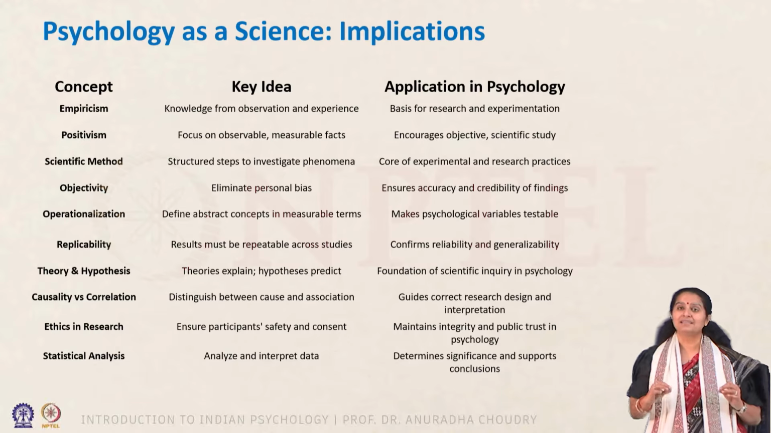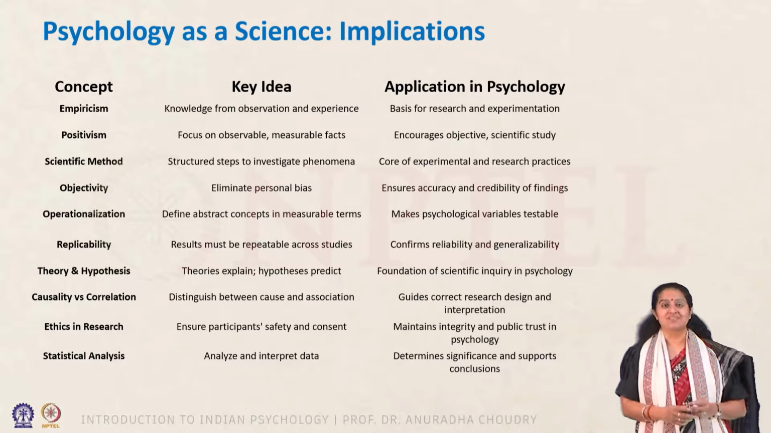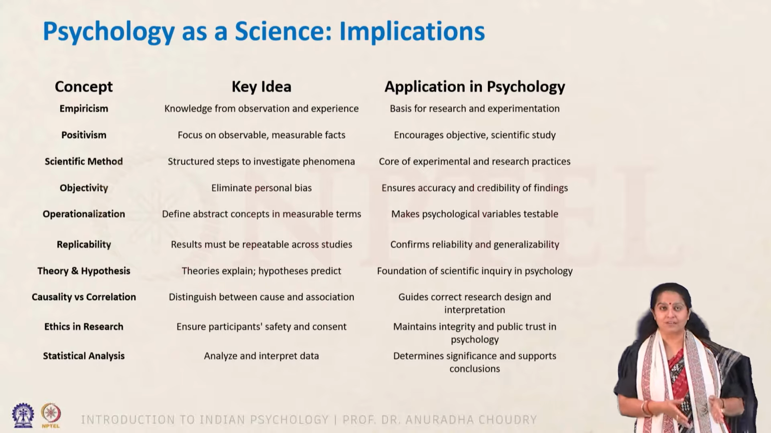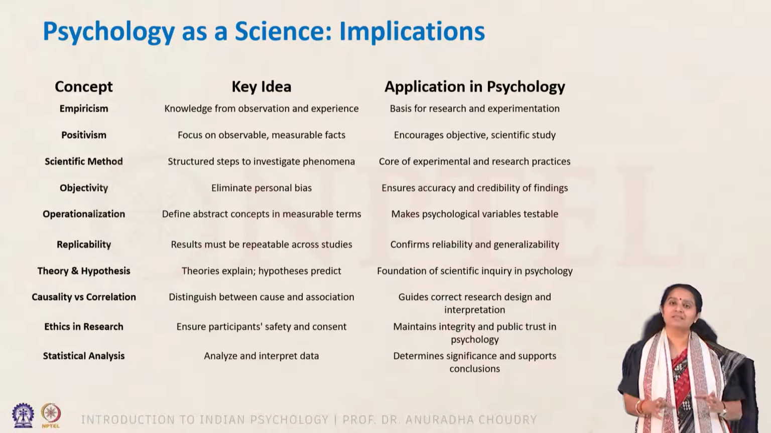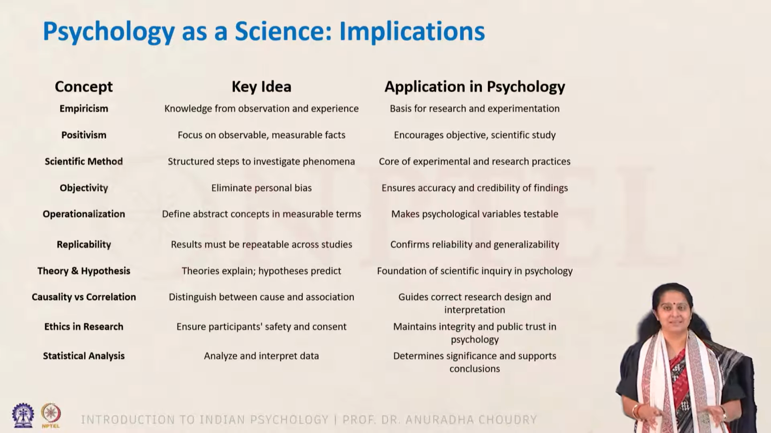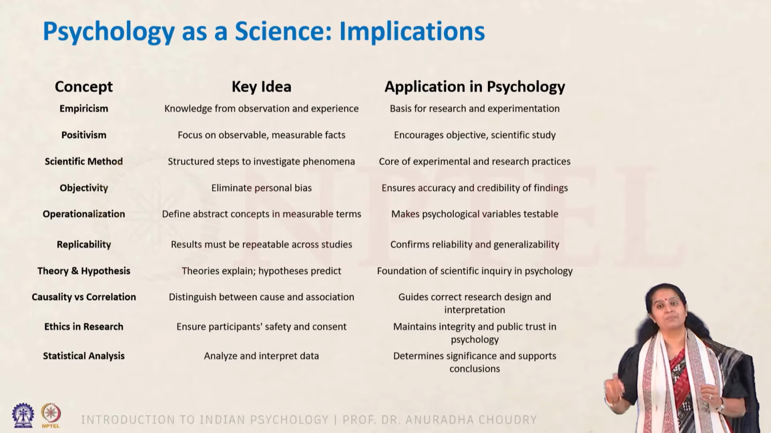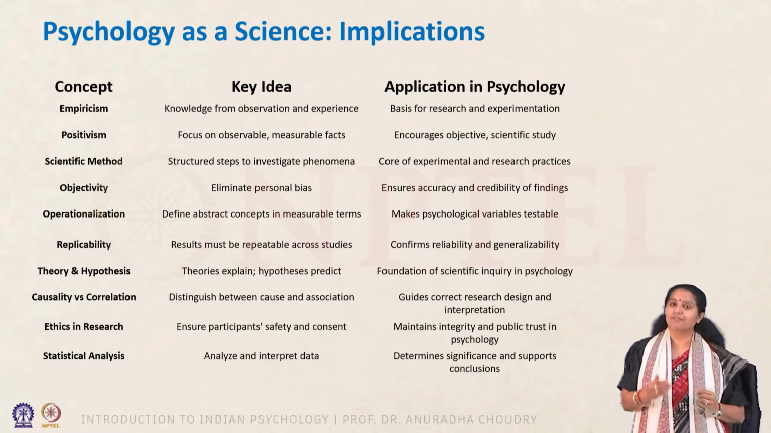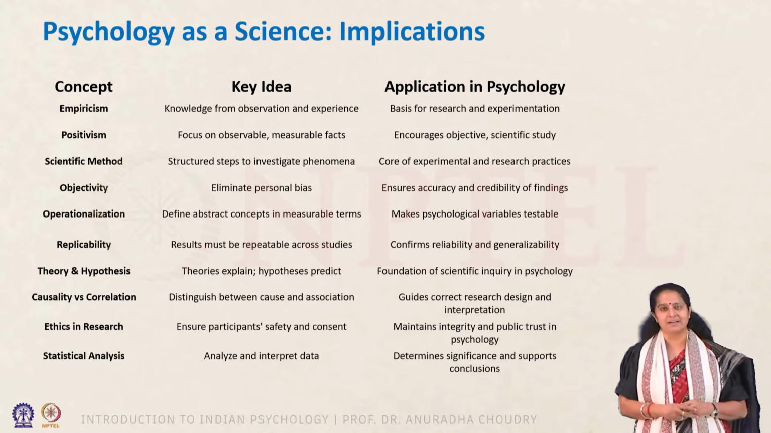And then this guides correct research design and interpretation, so that there are no fallacious assumptions that we are including in this scientific approach to knowledge. Ethics in research is another important dimension of scientific research, where one has to ensure that the participants' safety is taken into consideration, and whatever experiment is taking place, it happens with their consent. This helps to maintain the integrity and also cultivate public trust in the scientific experimentations that psychology undertakes.